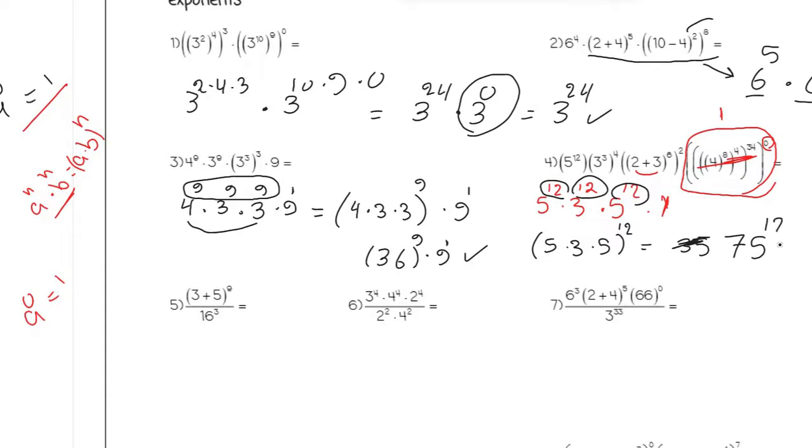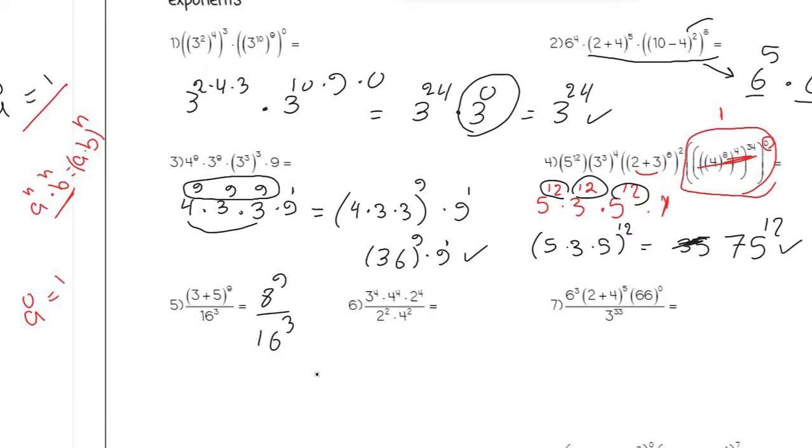75 to the power of 12. This one also, maybe first you think it's difficult, but you can simplify the numerator. You can write 3 plus 5, 8 to the power of 9, then 16 to the power of 3, and after this, look how simple it is.